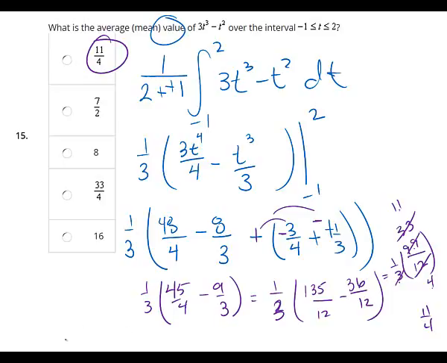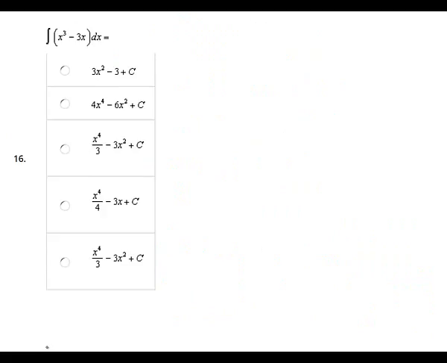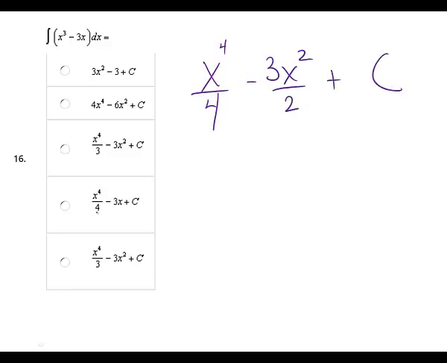All right, we go to 15. Oh, we've still got plenty of time. Good. All right, pretty simple, straightforward integral, right? So we get x to the what? 4th over 4 minus 3x squared over 2 plus c.